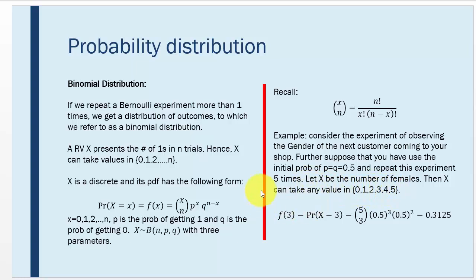Then the probability of getting, for example, 3 females out of 5 is f of 3, which is the probability that x equals 3, which is (5 choose 3) times 0.5 to the power of 3, times 0.5 to the power of 2. After simplifying this expression, we get 0.3125. That means getting 3 females out of 5 customers has a probability of nearly 31%.